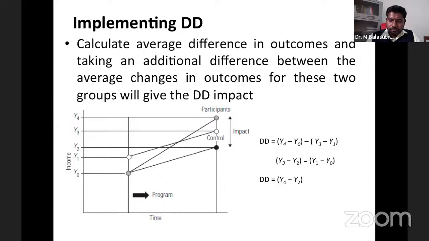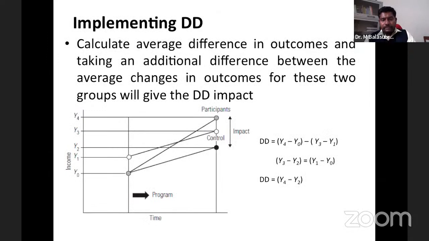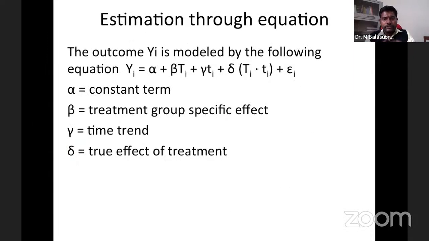Fine. So now, of course, we have done this graphically. Now when I come to estimation through a regression equation, how can we model the outcomes? I have given that Yi, which is our outcome, is equal to alpha plus beta Ti plus gamma t plus delta into Ti times t, plus epsilon i, that is the error term.